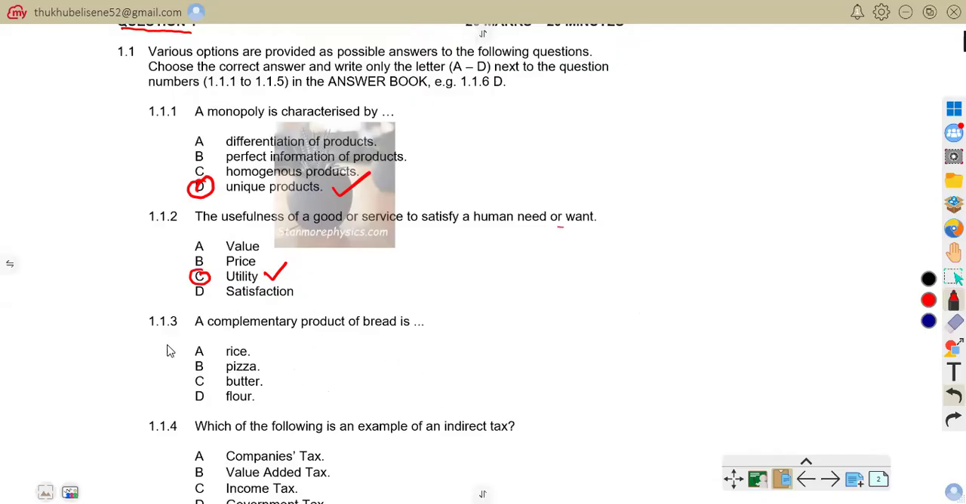So now let us go to 1.1.3. A complementary product of bread is. We're given these options: rice, pizza, butter, and flour. So we're talking about what? A complementary product of bread. The correct answer there is C. Butter is the one which complements bread. Butter is an example of a consumer good used to satisfy needs directly. Butter is used for cooking, butter is used on bread. So that is why the correct answer is C. Hope we are together, good people.